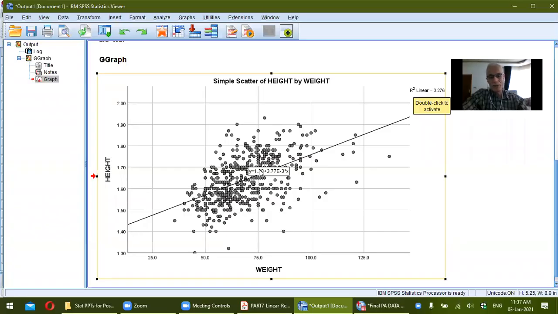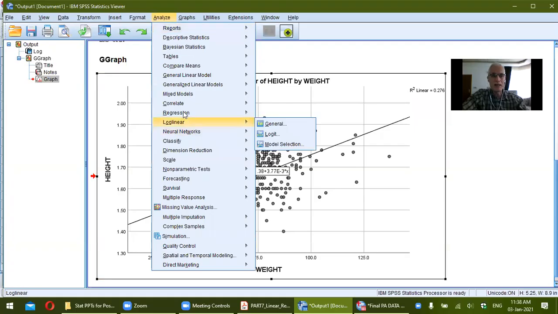So we can use this equation to predict the height from the weight. Okay, not accurately, not exactly, but approximately, yes. We have already seen the equation, but we can obtain it by going to Analyze, then Regression, and then Linear Regression.